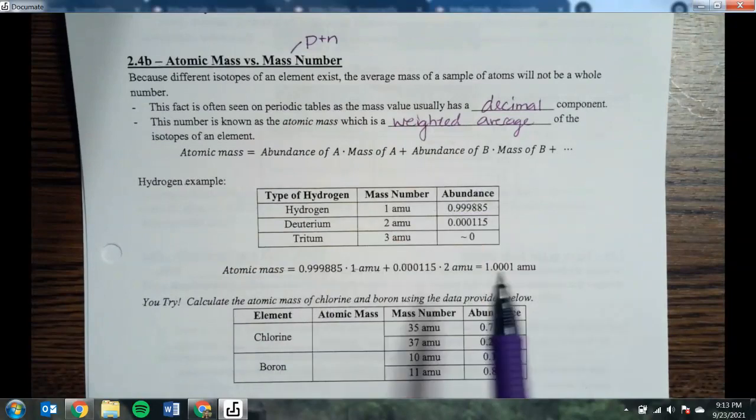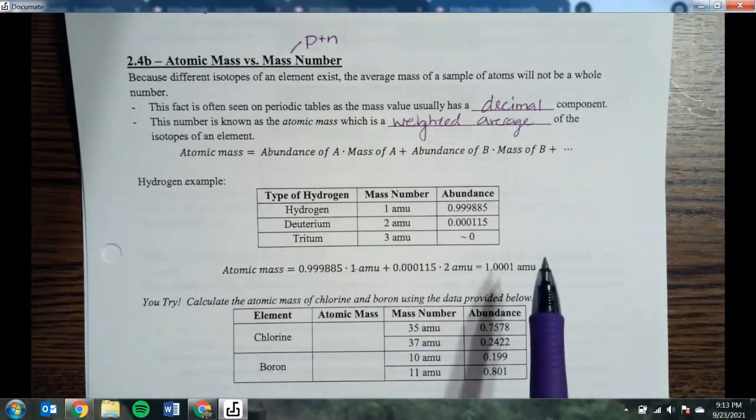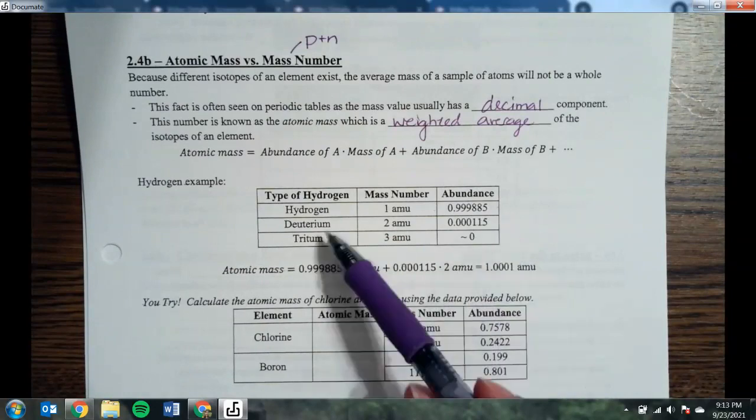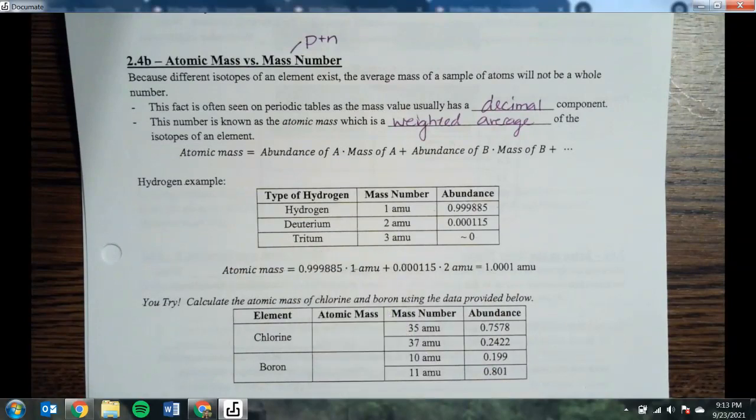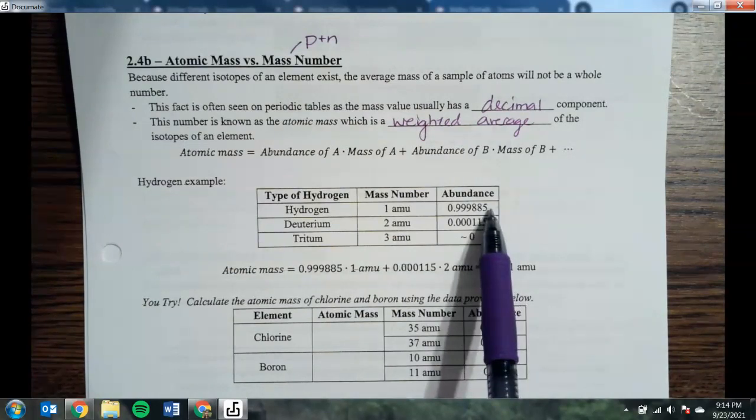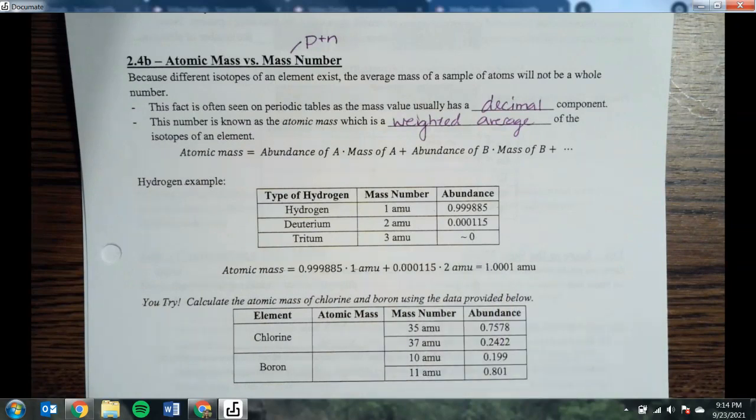So if I look at an example of hydrogen, remember I have 3 different isotopes in hydrogen. I have hydrogen itself, deuterium, and tritium. All of them have 1 proton, but they have different numbers of neutrons, which gives them different mass numbers. So the traditional hydrogen with 1 proton is the most common and has a very large abundance. Deuterium, which has 1 proton and 1 neutron, has a very small abundance, but still measurable. And then tritium, which has 1 proton and 2 neutrons, is very rare. So it does exist, but it's really close to 0% abundance. So for that, we don't even include it in this calculation.